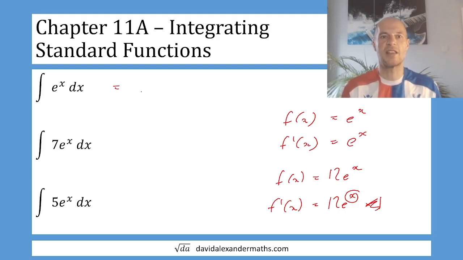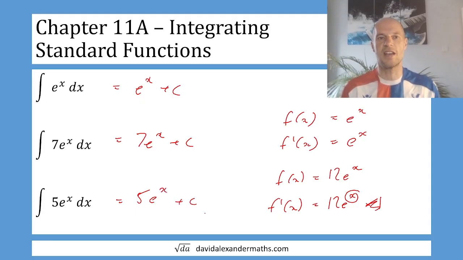The integral of e to the x is e to the x plus c, 7e to the x is 7e to the x plus c, and 5e to the x is simply 5e to the x plus c. So nothing to be afraid of when we're integrating e to the power of x.